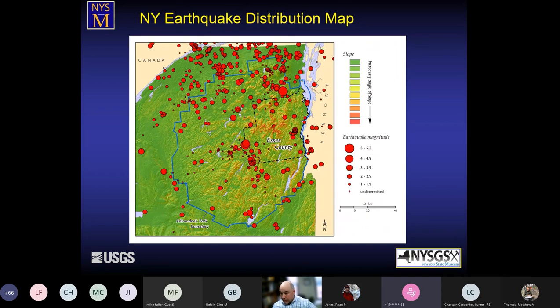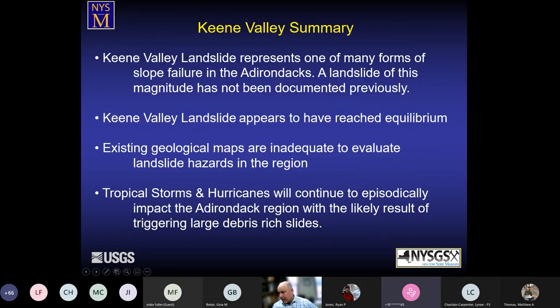So I think that's been a potential trigger mechanism that we've just dodged a bullet on for a long time, and I hope we continue to do that. But again, I think additional surficial geologic mapping would be helpful. In summary, the Keene Valley landslide represents one of many types of slope failures we see in the Adirondacks. It's a different beast. It's a slow-moving juggernaut, triggered by some combination of snowpack and groundwater movement.